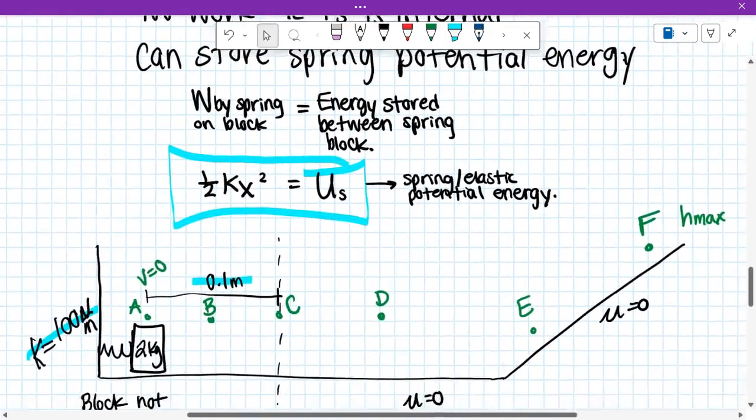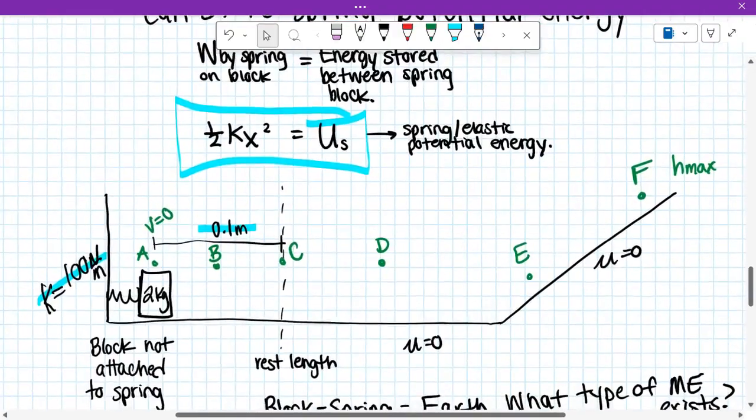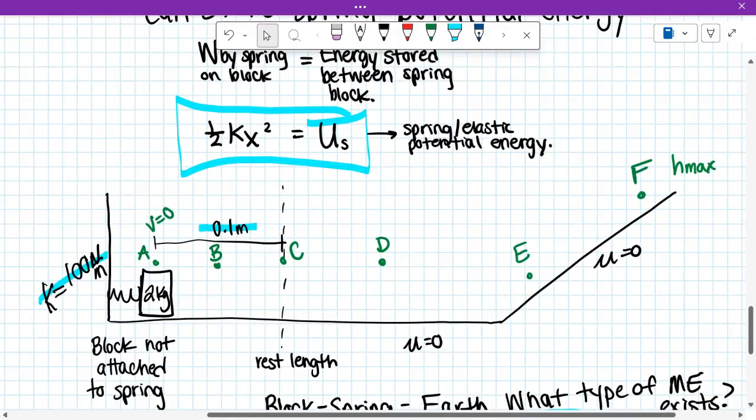All right, so let's say we have a scenario where I have a block that compresses a spring to location A, compresses the spring 0.1 meters. The spring has a spring constant of 100 newtons per meter. The block is not attached to the spring, so it can be released at some point. The dashed line vertically represents rest length, and of course we have no friction. So we have a couple of different locations along the way. We have A, where we are at rest completely compressed, B, somewhere in between, C is at rest length, D is just along the horizontal surface, E is partway up an incline, and then F is at the maximum height.